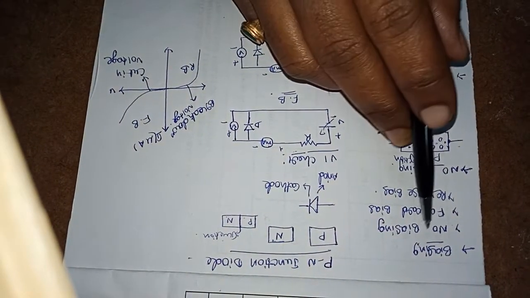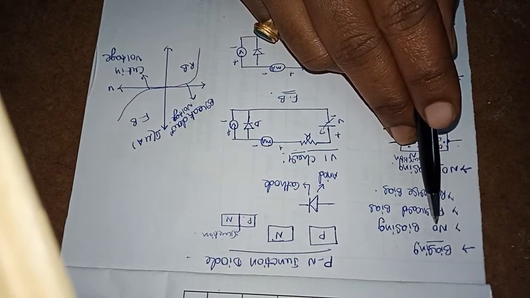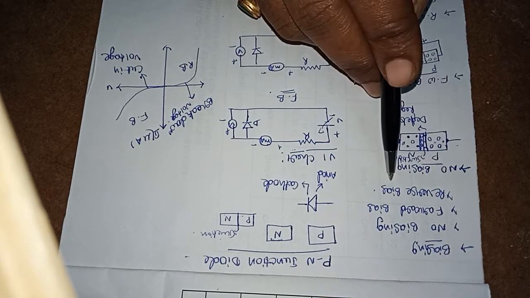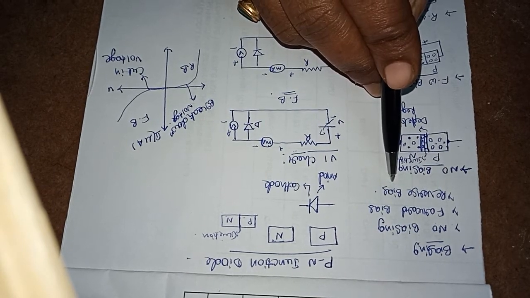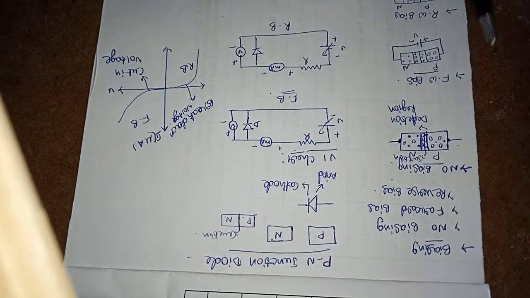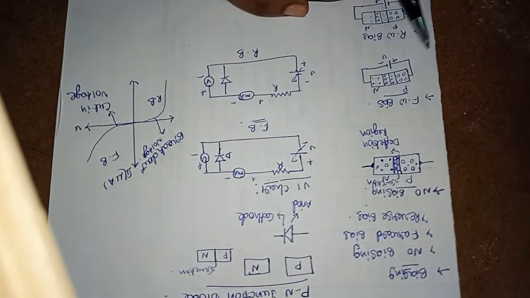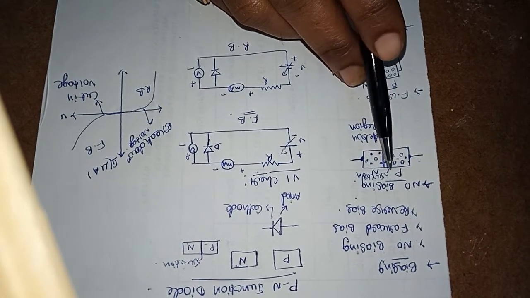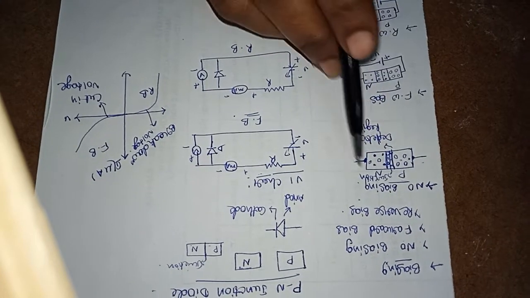So there is biasing in PN junction diodes. The first case is no biasing, the second case is forward biasing, and the third case is reverse biasing. First, when there is no biasing to the PN junction diode, what will happen? No biasing means there is no connection, there is no voltage across the diode.